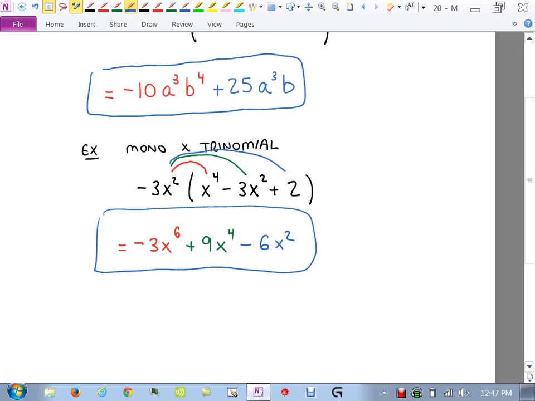I say that because in a couple of problems from now, we will actually do this, and then we'll notice, hey, some of those are alike, and we'll put them together. Now, we've done monomial times monomial, binomial times monomial, trinomial times monomial. So what do you think's next? Binomial times binomial now. Okay?